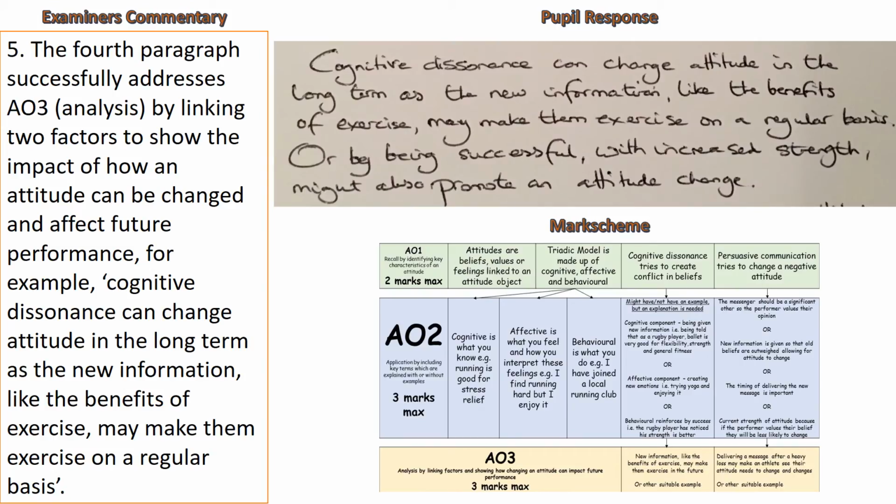Now we're going to start addressing some assessment objective 3, which is the analysis. I'd like you to read paragraph 4, which is point 5 on the examiner's commentary. And again, I'd like you to use a highlighter pen to highlight any assessment objective 3s that have been met in this particular paragraph. I recommend you highlight it in the examiner's commentary, in the pupil response, and also on the mark scheme, so you can sort of tick it off as you go and give an overall mark at the end. Click next to check your answers.